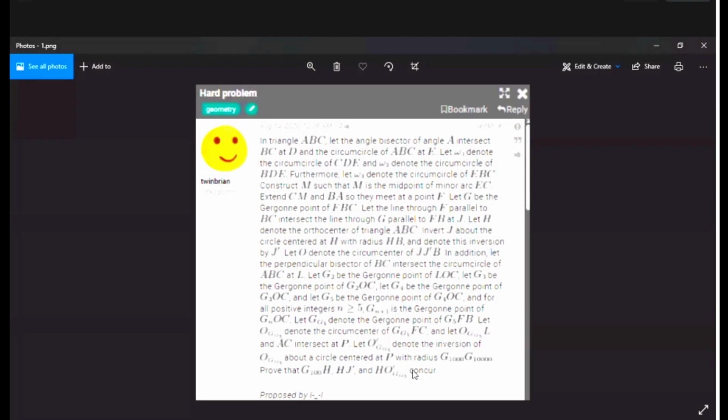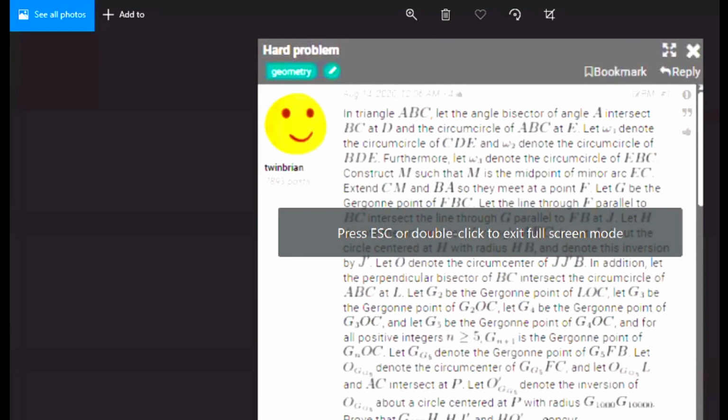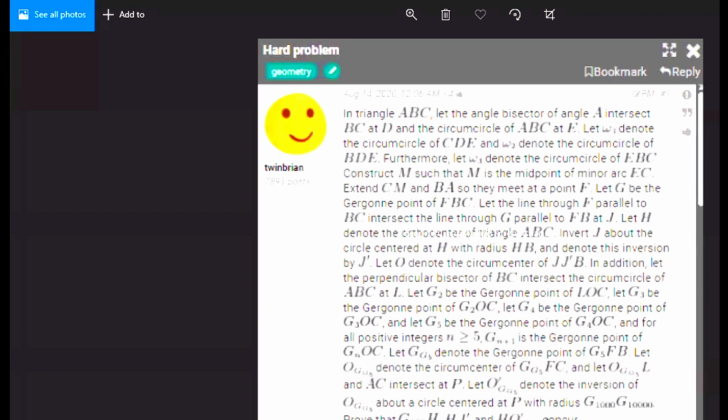So you can see a problem. I have put the screenshot here. Read the problem and try it. Of course, it's quite long and wordy, but try to read the problem and interpret things. I will allot 2 minutes for this, and after that, I will proceed.